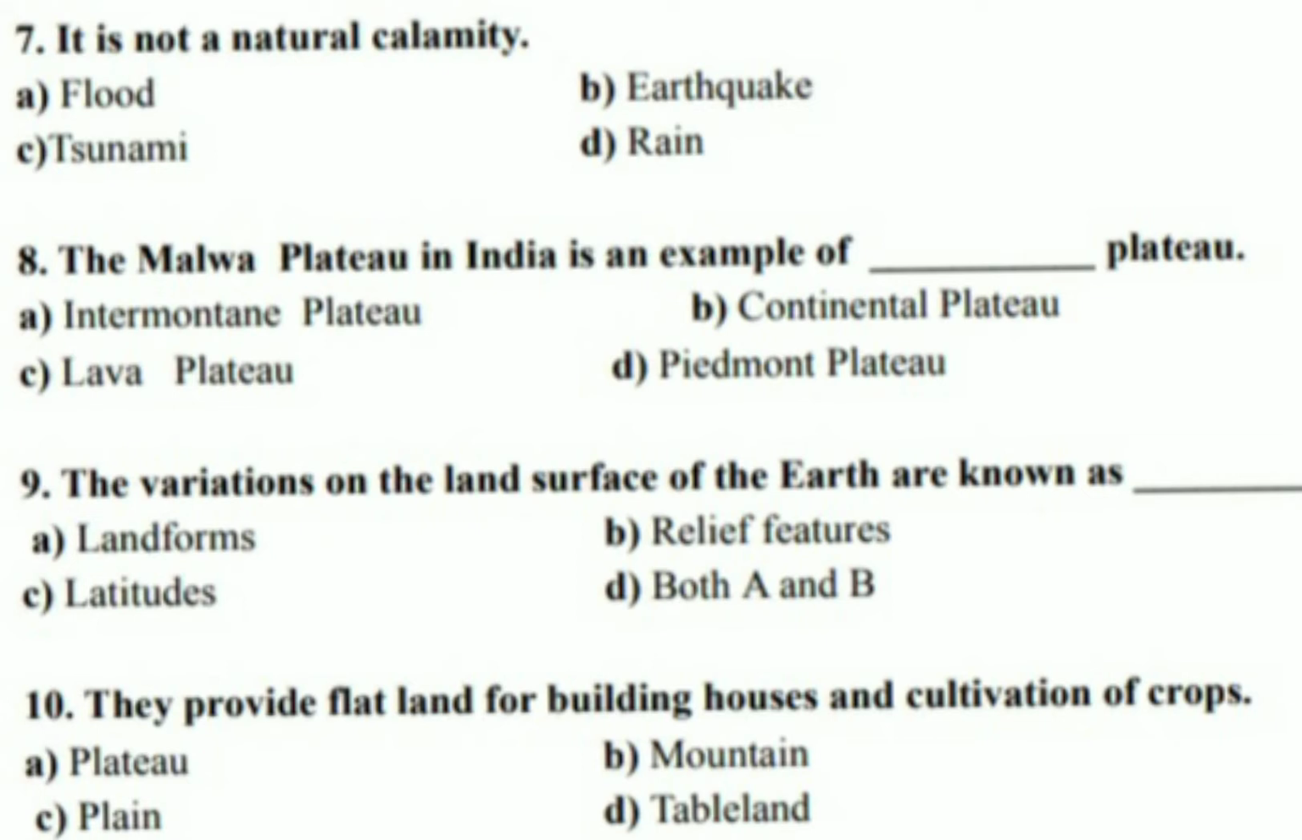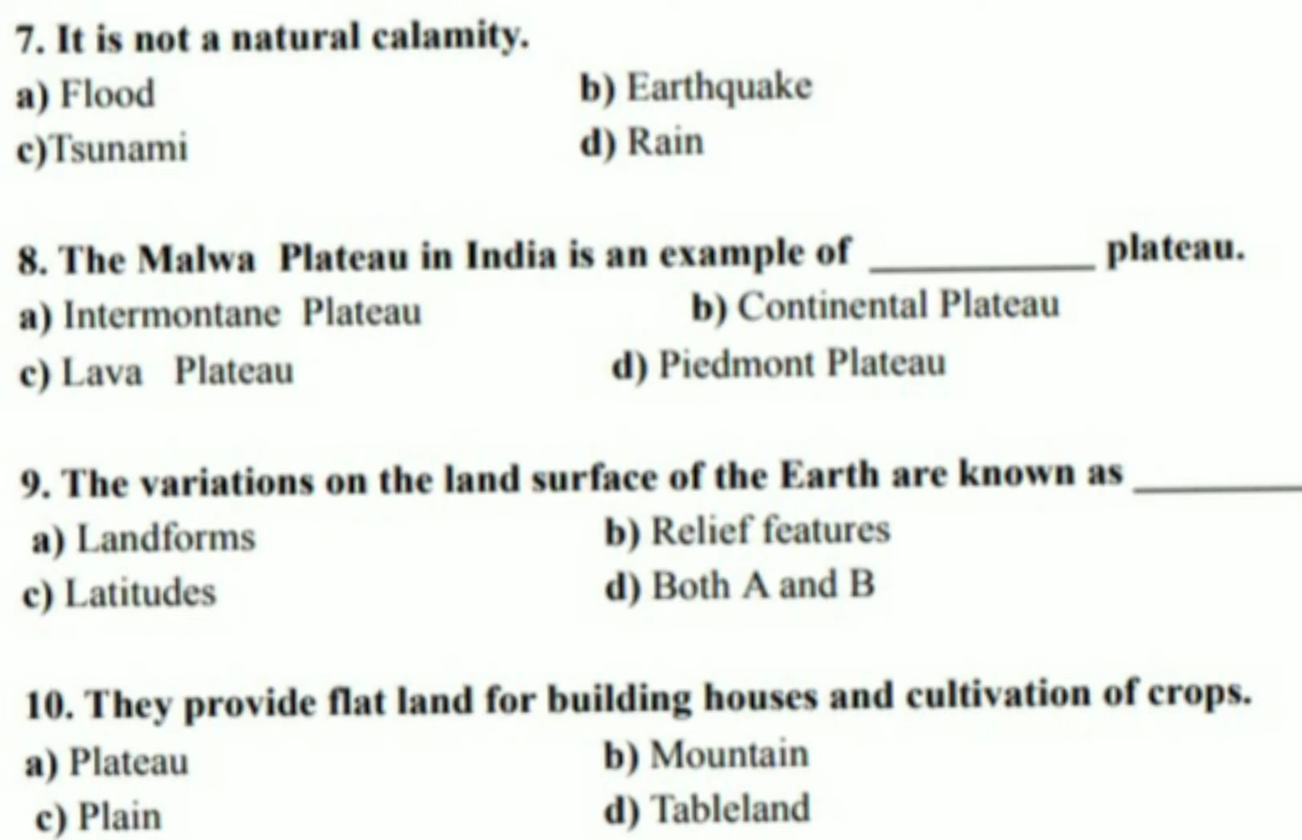Moving ahead to number 9, the variations on the land surface of the earth are known as dash. Landforms, relief features, latitudes, both A and B. So it's both A and B, the option D. The variations on the land surface of the earth are known as landforms as well as relief features.